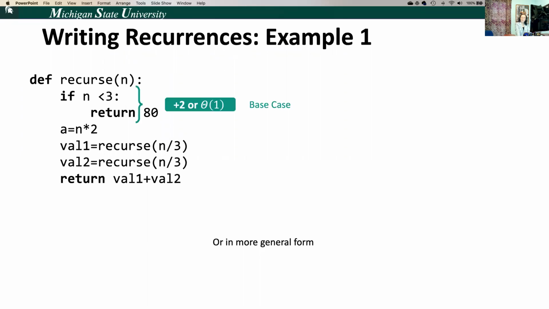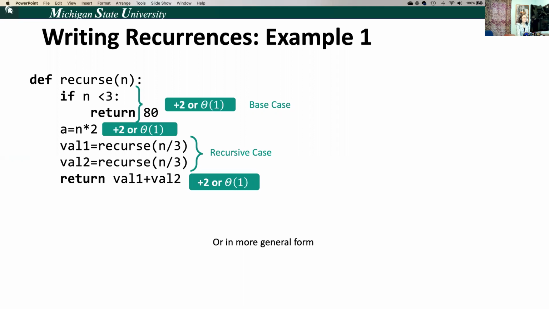Okay. How do we analyze? How do we come up with its function, recurrence, that represents this algorithm? The name of the algorithm is recurse. Recurse calls itself when it's being assigned to val 1 and val 2. So there are 2 consecutive recursive calls that I'm making, one after another. It's not in a condition block. So I start looking at my code line by line. So that's where I'm going to stop. When n equals 3, I'm supposed to terminate my recursion. That is my base case.